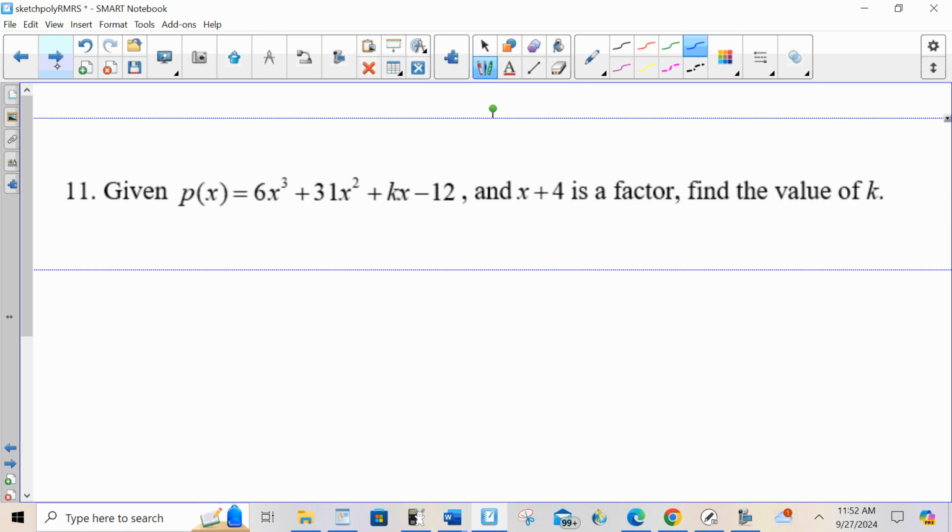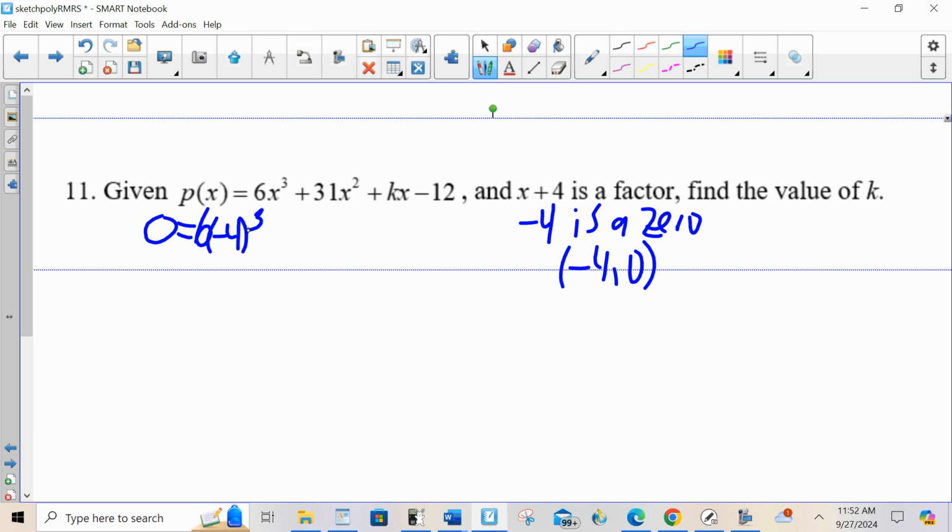This is based on that. If x plus 4 is a factor, then I know that negative 4 is a 0. And if negative 4 is a 0, then negative 4 comma 0 is a point on the graph. So I'm going to replace p of x or y with 0, and I'm going to replace the x's with negative 4s.